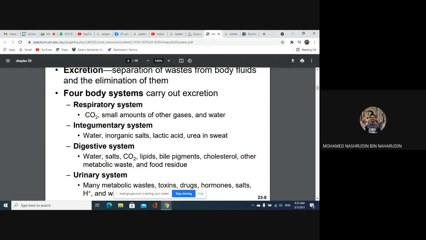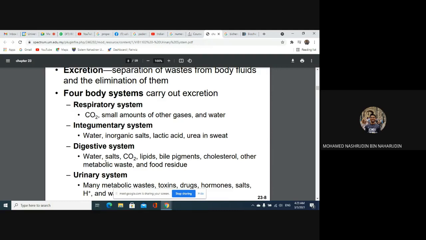And then the next one is the digestive system: water, salt, carbon dioxide, lipids, bile pigments, cholesterol and other metabolic waste, and food residue. You can find information on the internet about how the digestive system influences excretion.